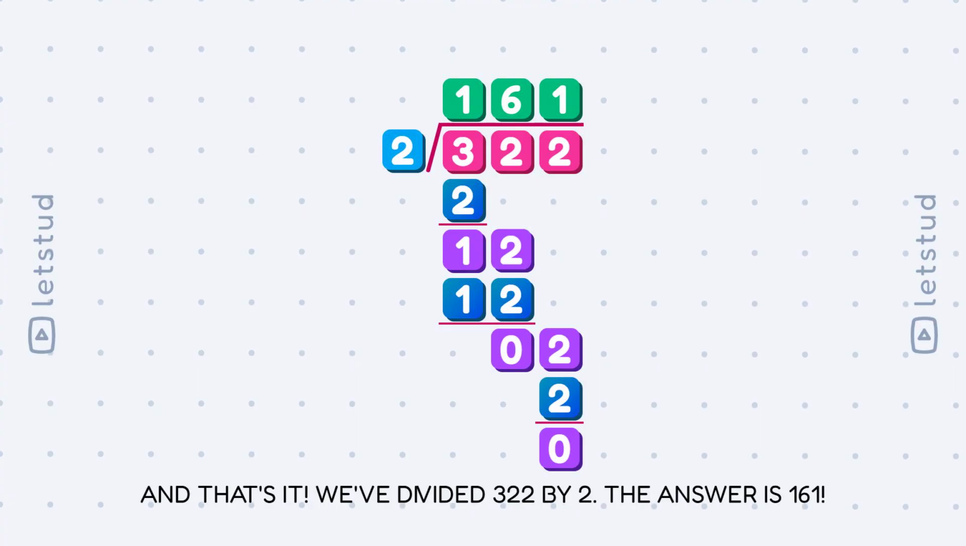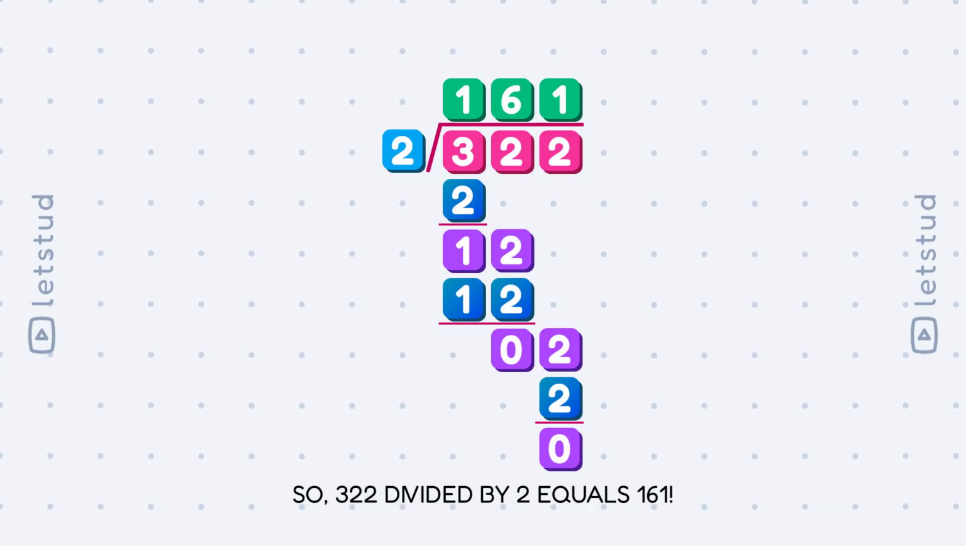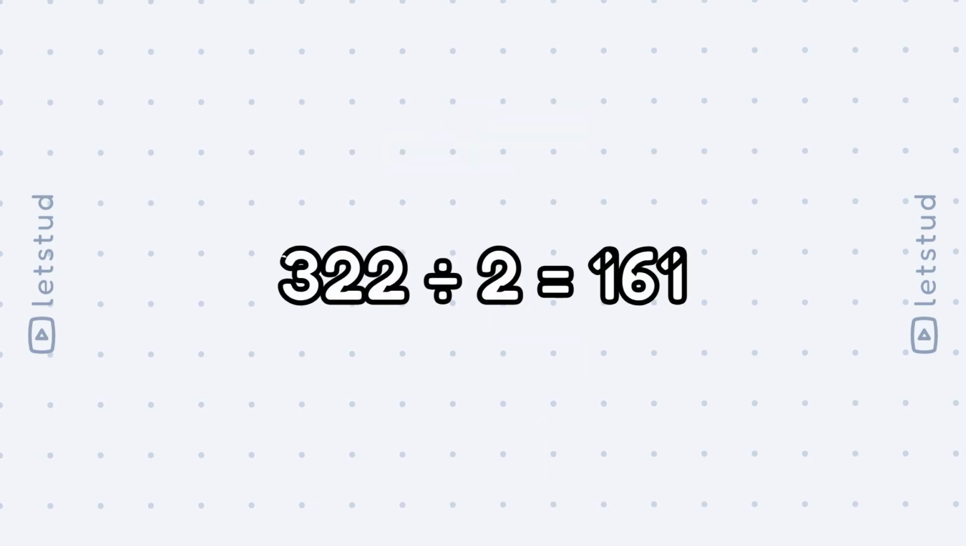We've divided 322 by 2. The answer is 161. So 322 divided by 2 equals 161. We just learned how to divide 322 by 2 step by step.